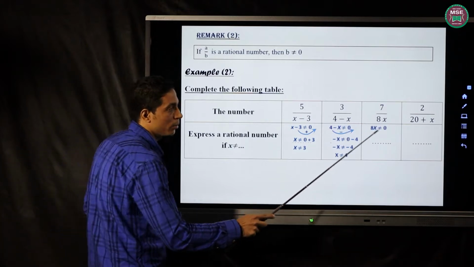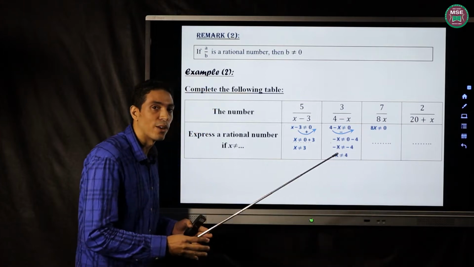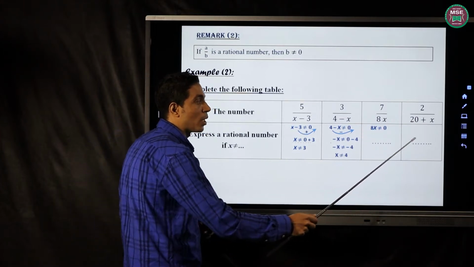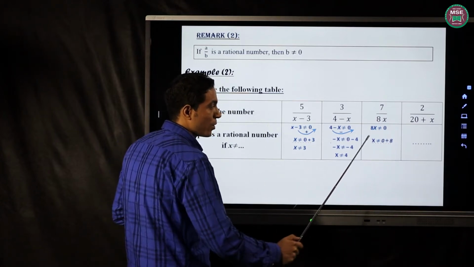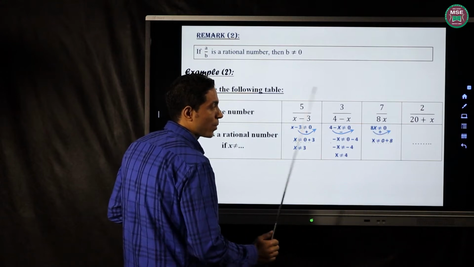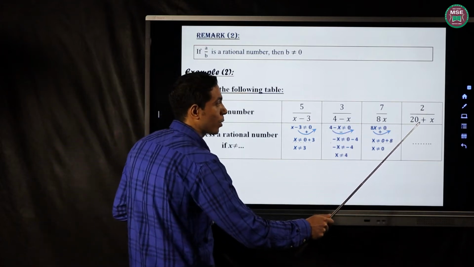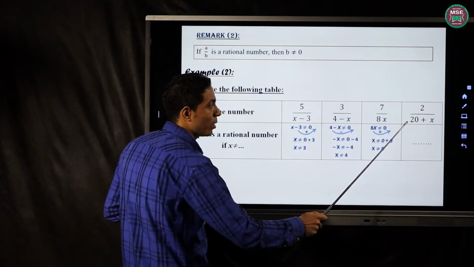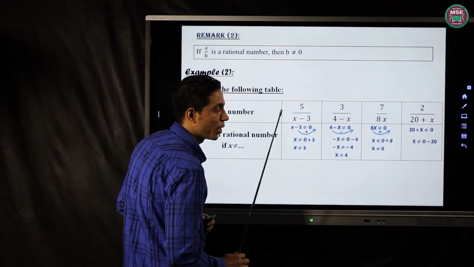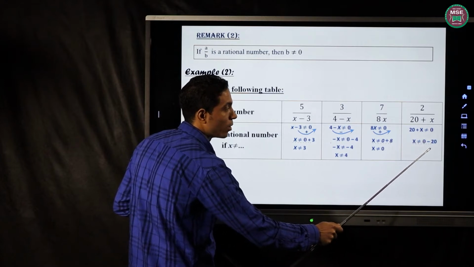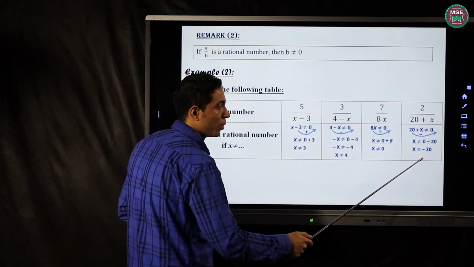Number 3, the denominator is 8x. 8x must be not equal 0. Between 8 and x we have a multiplication sign. Then 8 will go to the other side, we divide by it. Then x must be not equal 0 over 8. 0 divided by 8 equals 0. Then x must be not equal 0. Number 4, 2 over 20 plus x. 20 plus x must be not equal 0. 20 is positive, it goes to the other side with a negative sign. Then x must be not equal 0 minus 20. 0 minus 20 equals negative 20, then x must be not equal negative 20.